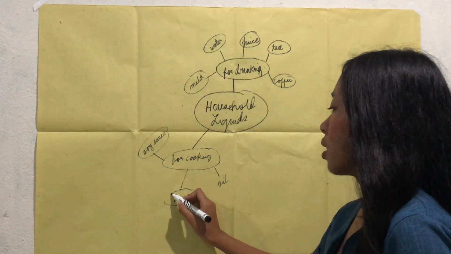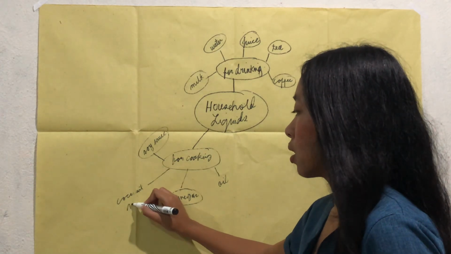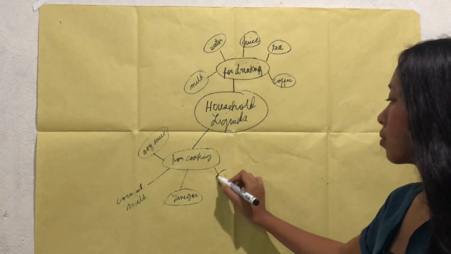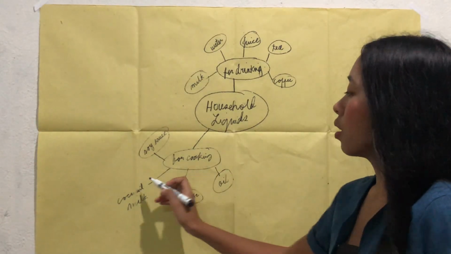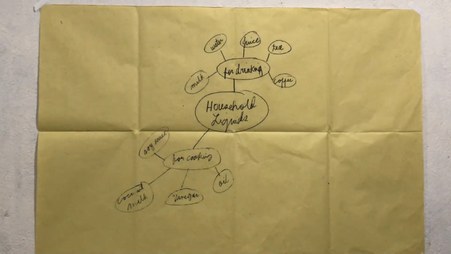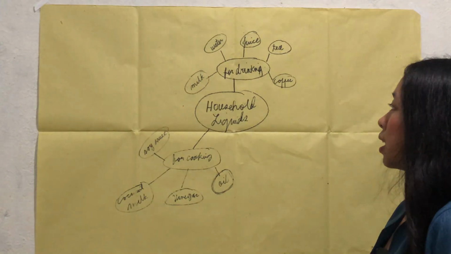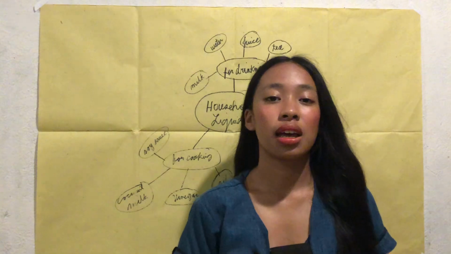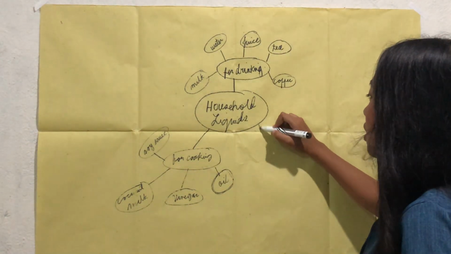and coconut milk. Which cooking liquid is used the most in our meals? It's the cooking oil. And now let's proceed to the third household liquids. What is it? It is for cleaning. Okay, very good.